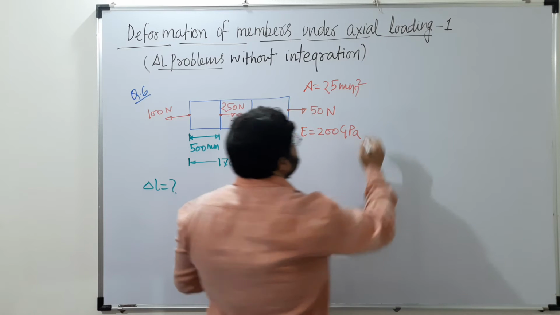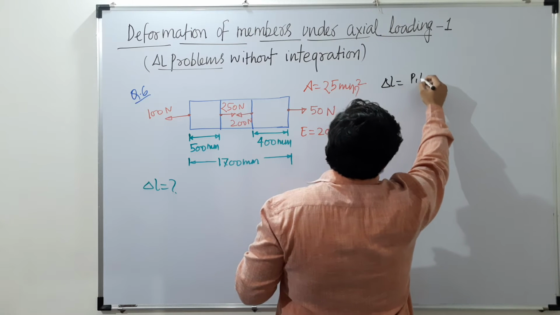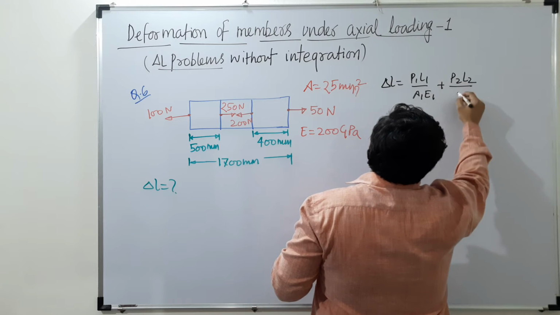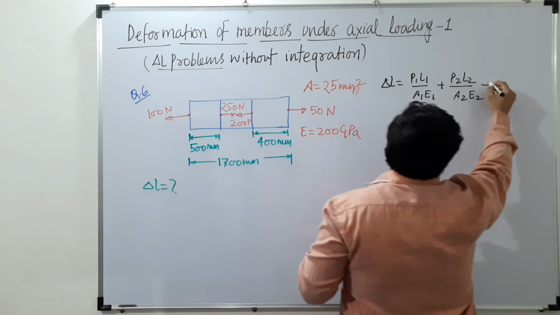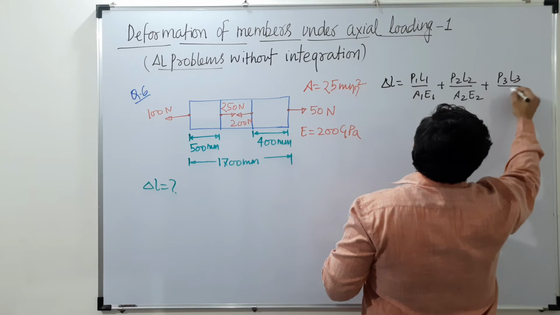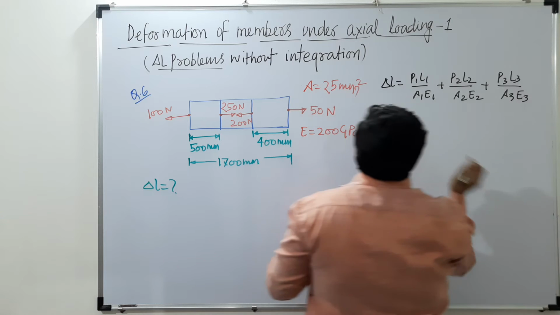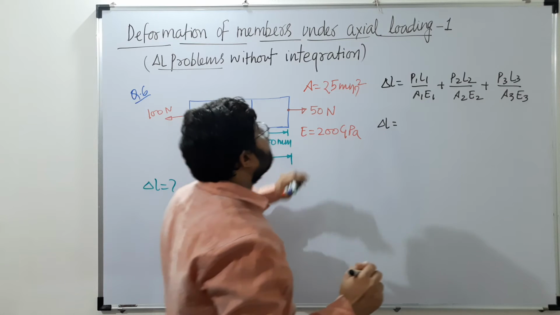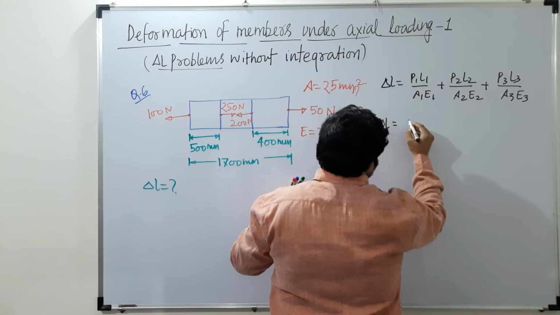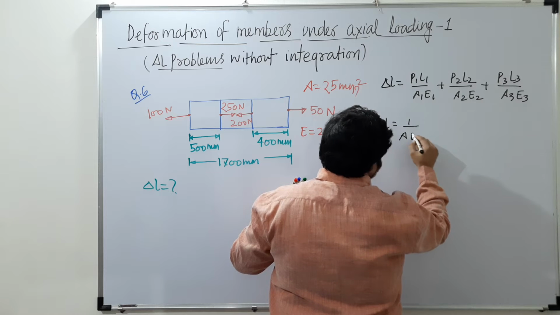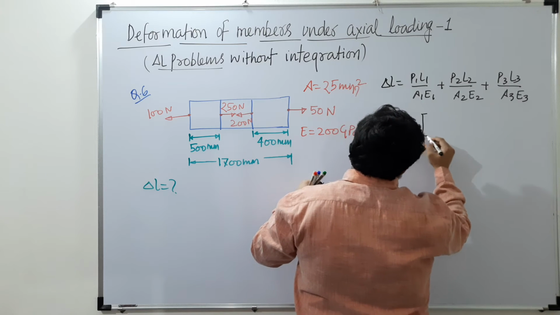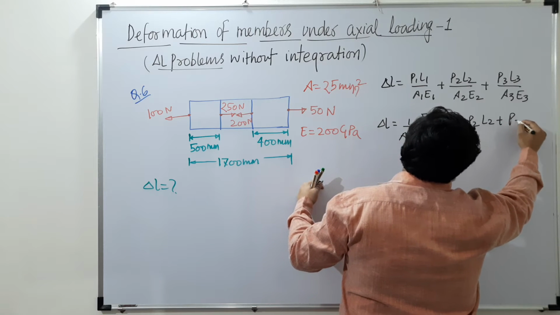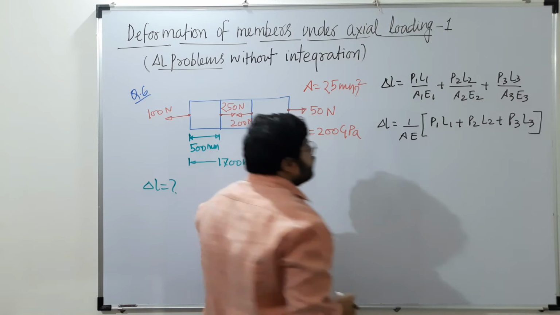So we know that delta L can be given as P1 L1 upon A1 E1 plus P2 L2 upon A2 E2 plus P3 L3 upon A3 E3. But now in this case delta L will be equal to, because area is constant and E is constant, we will just write 1 upon AE. We will take it common and in the bracket we will be left with P1 L1 plus P2 L2 plus P3 L3. We need to write this value.